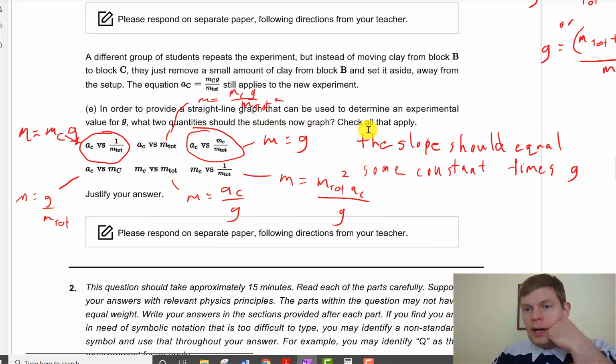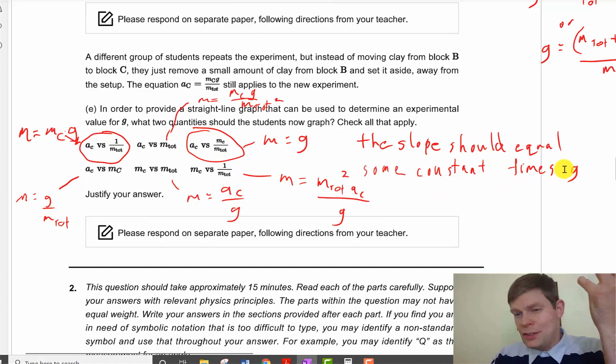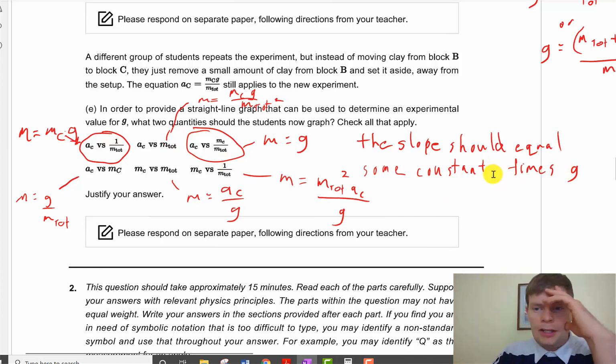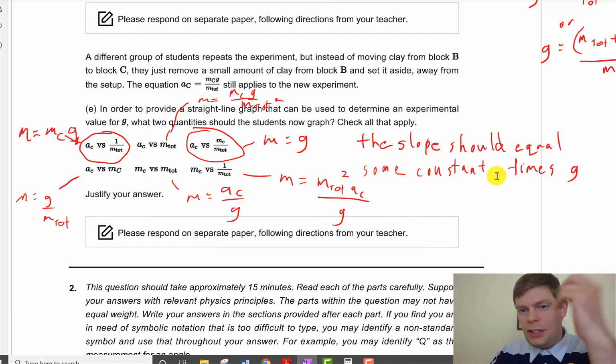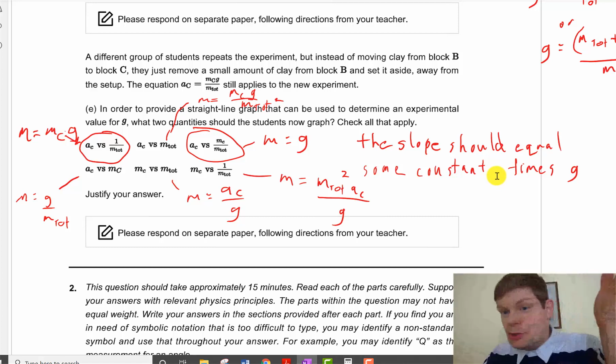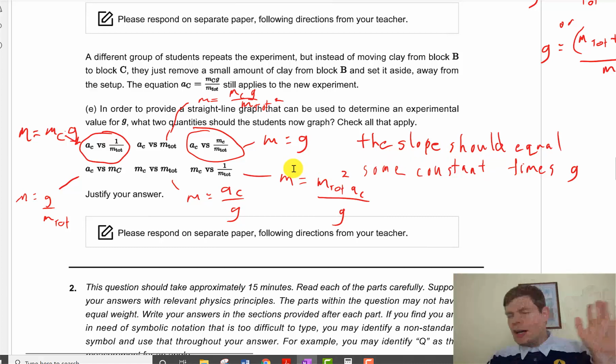If you want to calculate g, your slope should always equal some constant. It shouldn't be one of your variable quantities. Times g, it could be 1 divided by that too. You could still solve for it that way. If it's 1 over g, or 1 over a constant times g, or constant divided by g, or constant times g. Anyway, if your slope is anything like that, with no other variable quantities in it, it's reasonable to solve for.